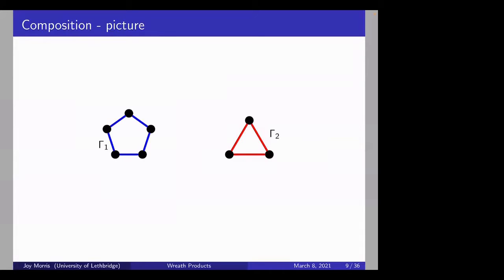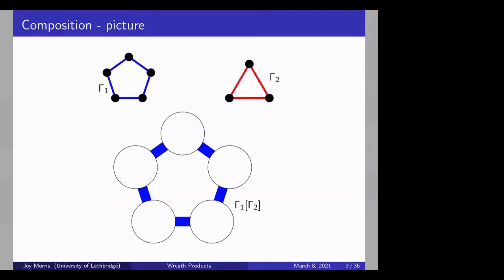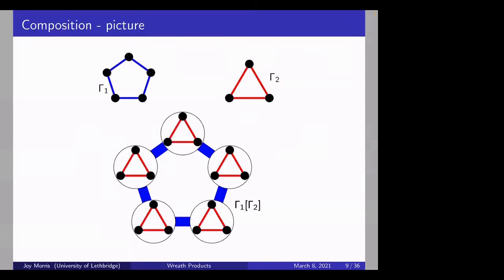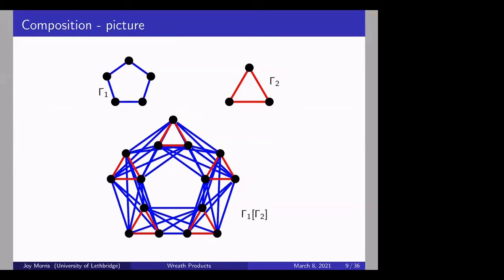I have my second graph gamma 2, and what I do is I blow up the first graph. So I'm just enlarging it and expanding each of the vertices and making each of the edges really fat. And then in each of these big vertices, I'm going to put a copy of gamma 2. And then in place of each of these big fat blue edges, I'm going to put every possible edge joining the corresponding copies of gamma 2. So this is the lexicographic product of these two graphs.